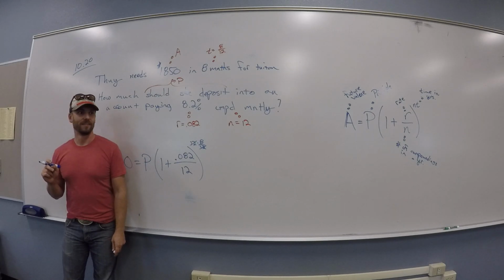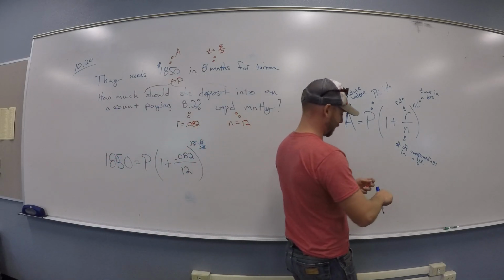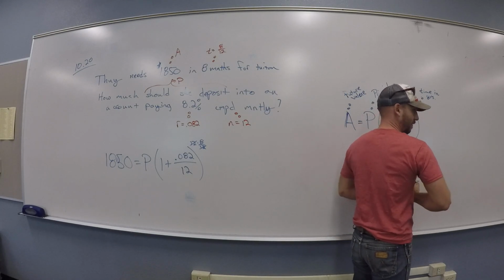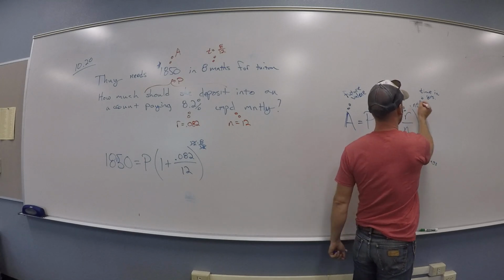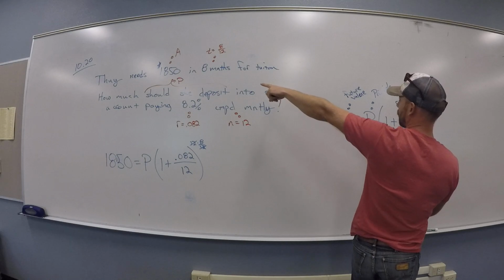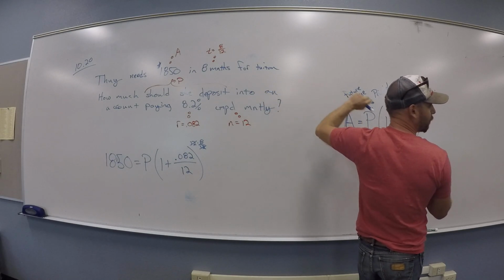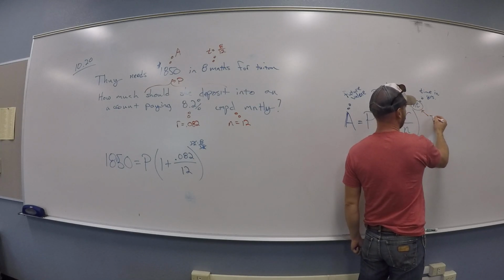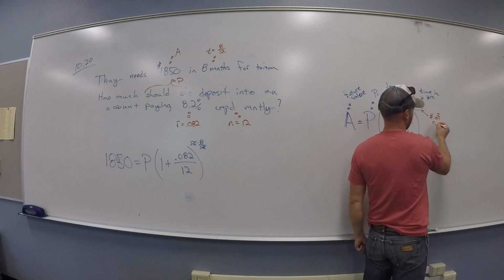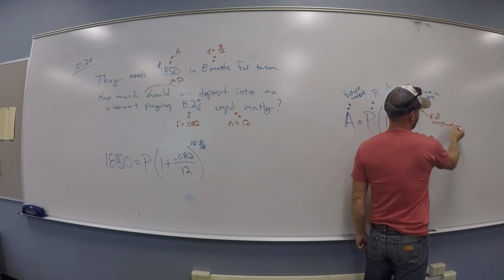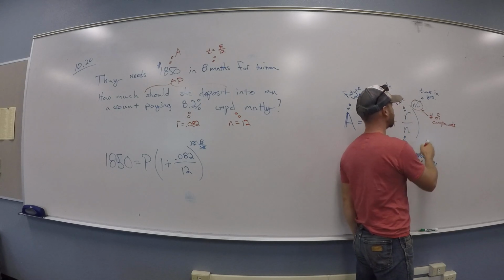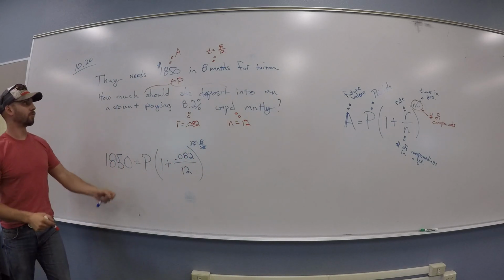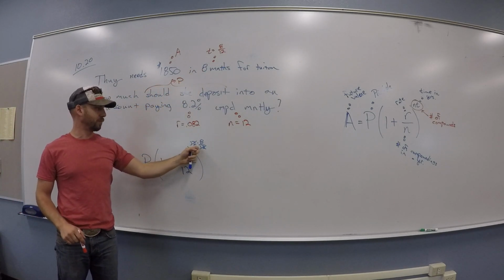So it's the number of compoundings total. Really you could think about this nt part. If it were over 2 years, you'd have 24 compoundings. So this total number nt is the total number of compoundings, not the number of compoundings in a year like n is. But if it were 15 months, then it would be 15 up here.